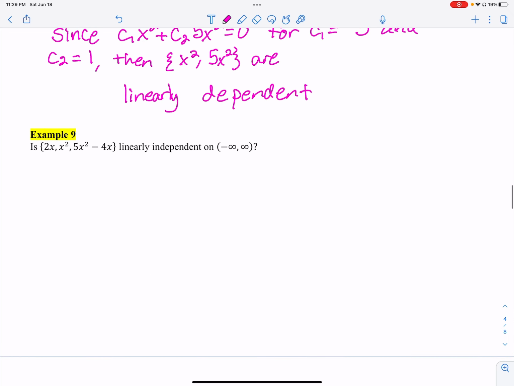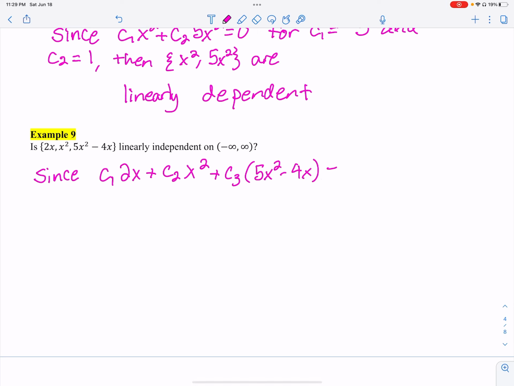All right, we have 3 here. So it's the same thing. So you would sit and stare at this. What I usually do is I write it out first like it's going to be, and then I just erase it if it's not going to be. I do a lot of erasing. So since C1 times 2x plus C2 times x squared plus C3, this is times both of those, so I'm going to throw them in parentheses, 5x squared minus 4x equals 0 for, and then I try to figure out C1, C2, and C3.